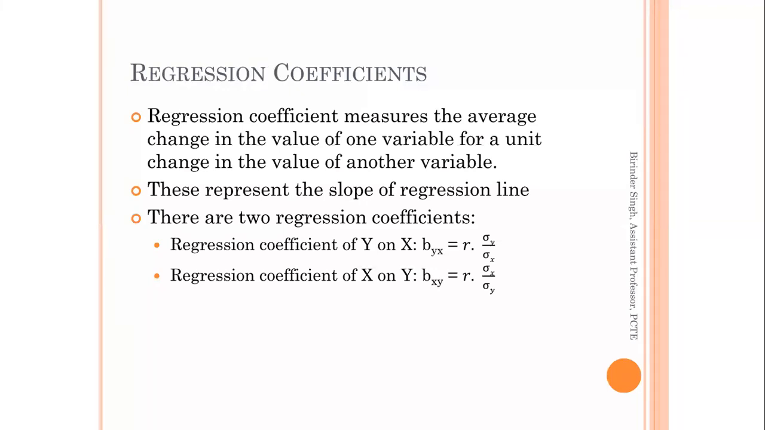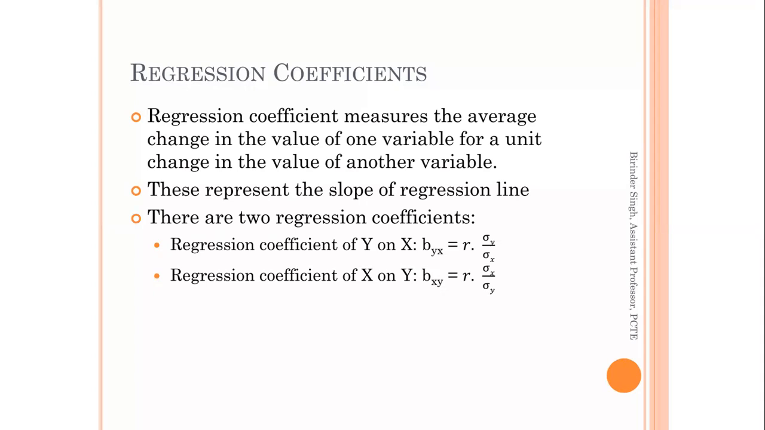Then we have regression coefficients. Regression coefficients are nothing but byx and bxy. So what is the relationship between byx and bxy? The regression coefficient measures the average change in the value of one variable for a unit change in the value of another variable. That means the overall or average change in the value of one variable, that is x variable or y variable, in comparison to the other variable. That is what we'll try to find out in regression coefficient.